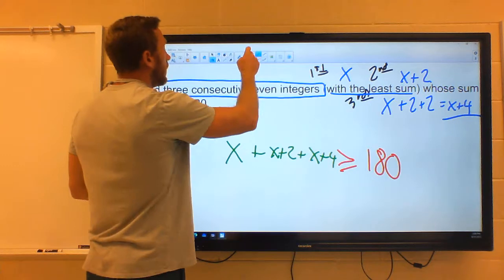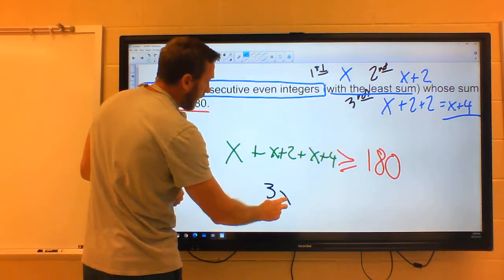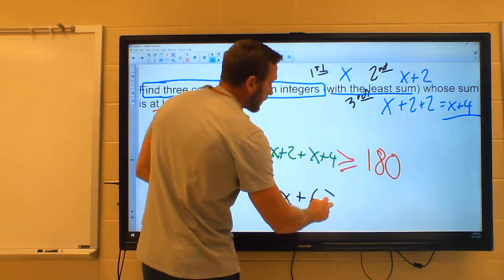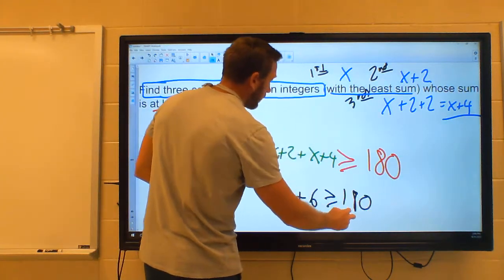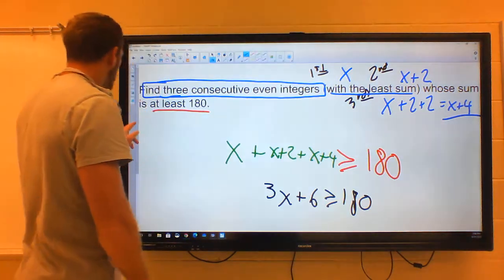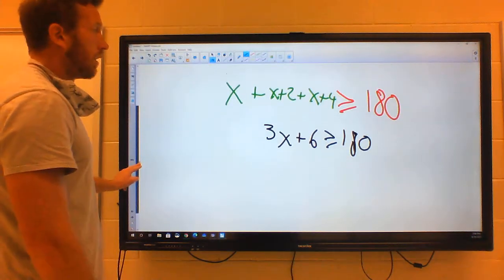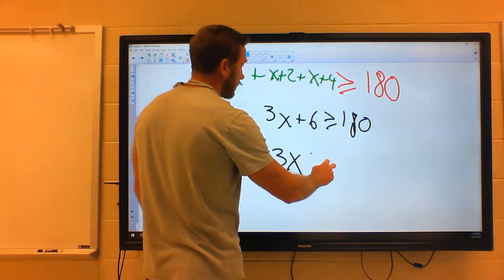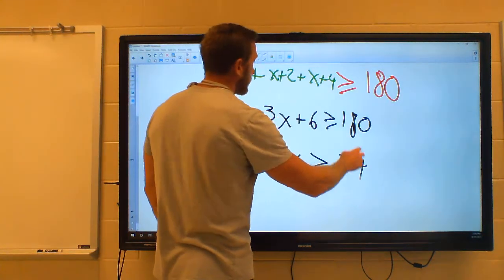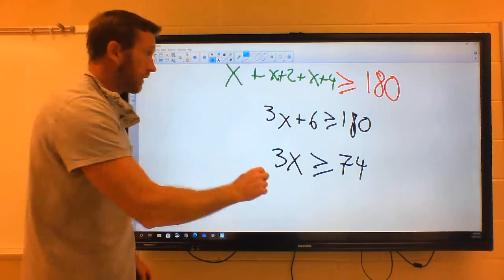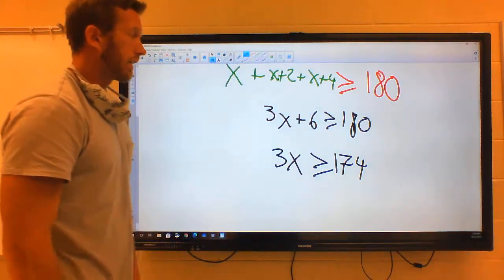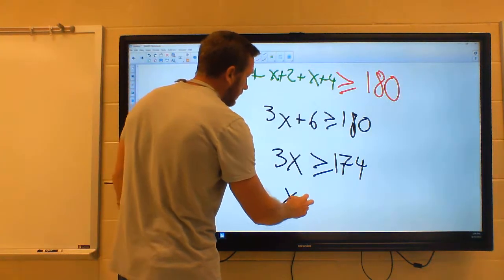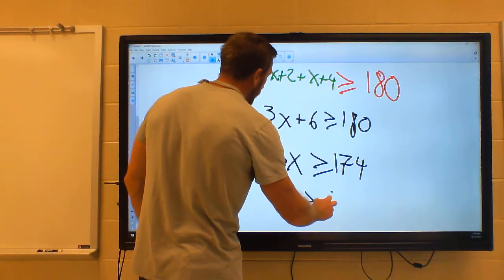That's the third one. I simplify that equation to 3x, because there's 3 of those x's, plus 6, because that's what 2 plus 4 is. It needs to be greater than or equal to 180. All right, and now I'm going to solve. Okay, 3x is greater than or equal to 174, because I subtract the 6 over. Divide by 3. X is greater than or equal to, what is that, like 58?